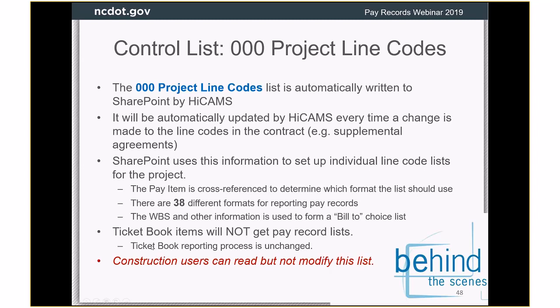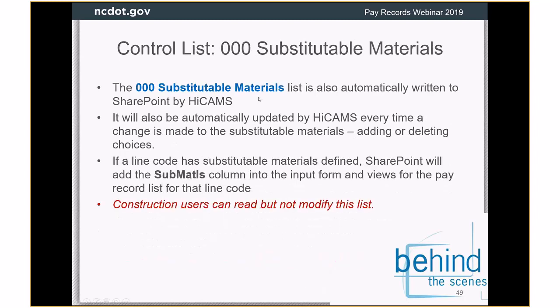I've mentioned that ticket book items will not get pay record lists, and you can read this list if you want to, but you can't modify it. And then they also are writing us the substitutable material list, and that'll also be updated by HiCAMS every time a change is made to the substitutable materials, if you add new choices or you delete some of the choices.